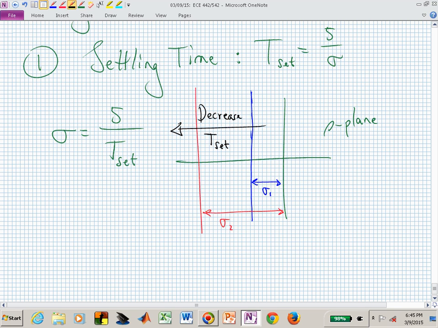And we will show similar relationships. Actually, the percent overshoot is influenced by the angle of that line of theta, and the peak time is influenced by how much imaginary component we have in omega sub d. We'll pick up at that point after spring break, if you can remember that.